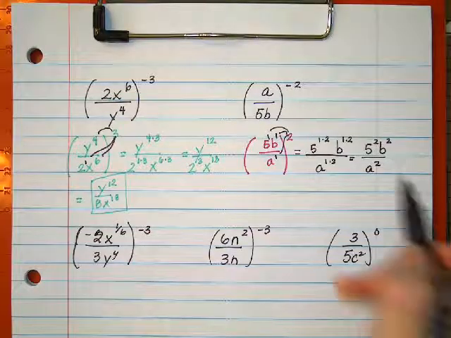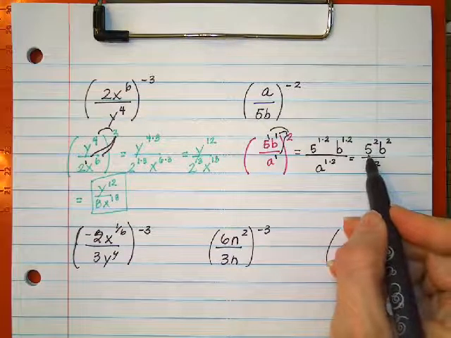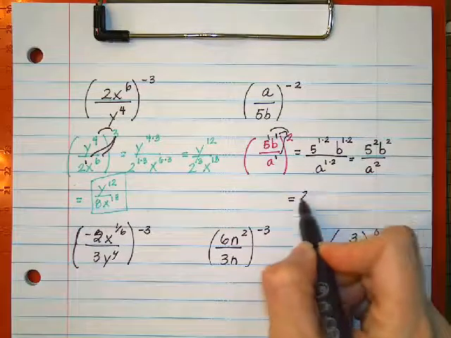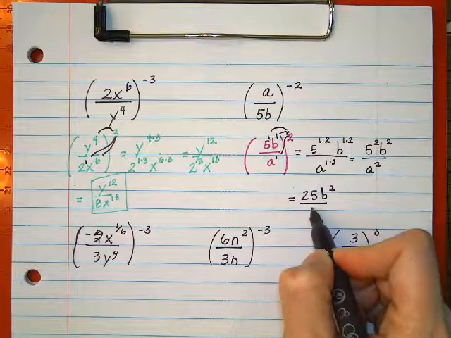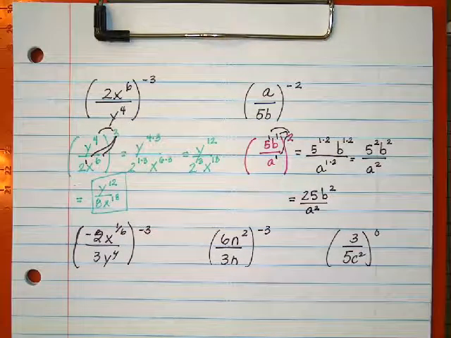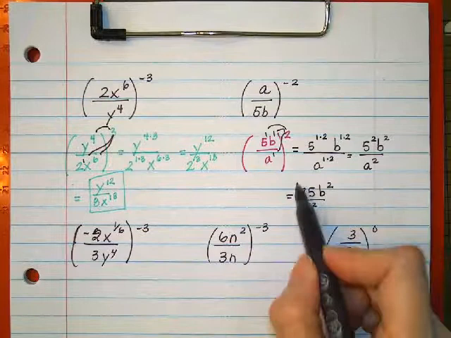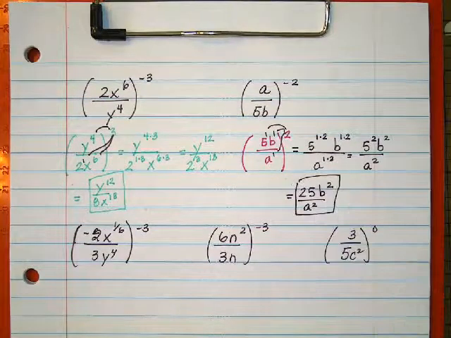So 5 squared we can solve. It means 5 times 5, which is 25. And then we got b to the second over a to the second, because again, we can't do anything with those variables. So then this would be your final answer.